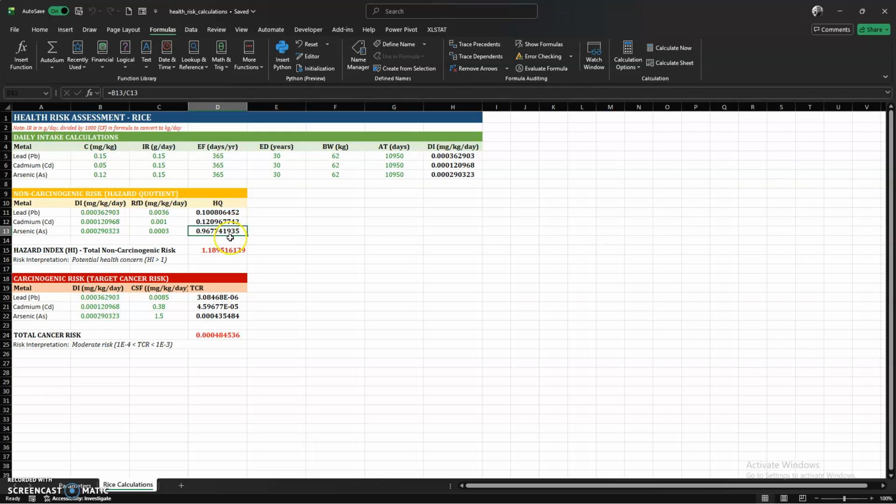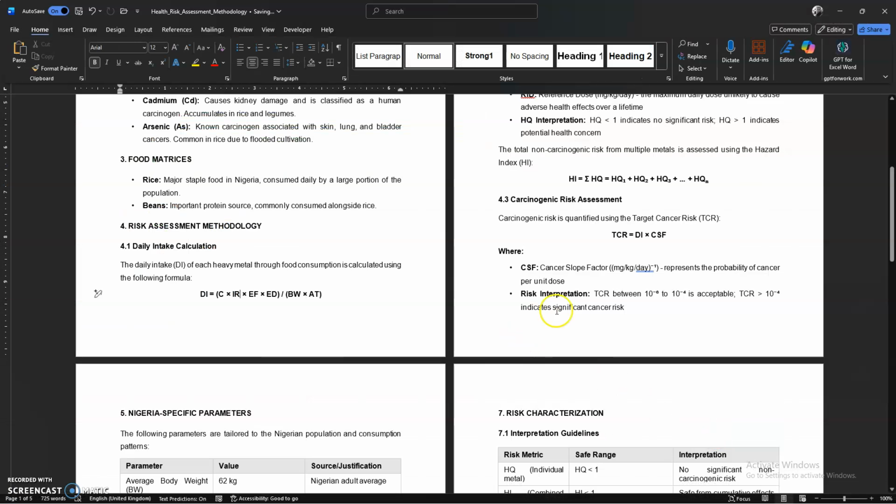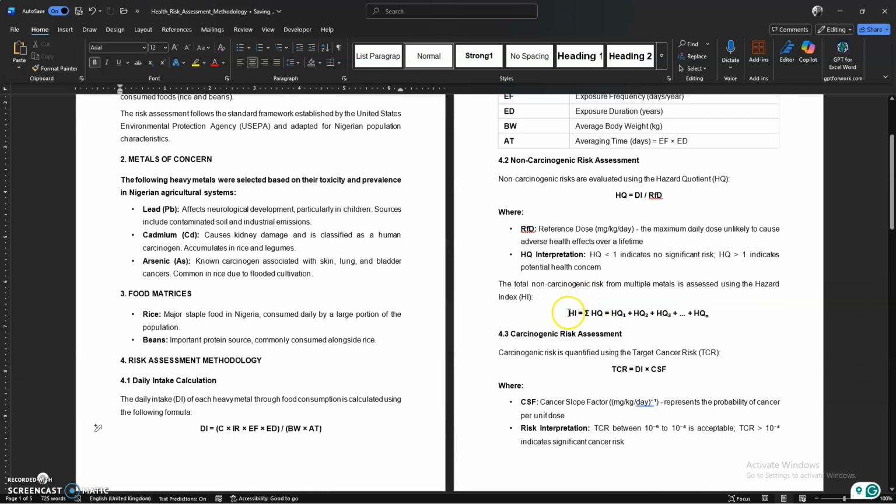So we've gotten our hazard quotient. The hazard quotient now, we've obtained that. Then after that, we can now obtain our hazard index. The hazard index is just the summation of the hazard quotients.